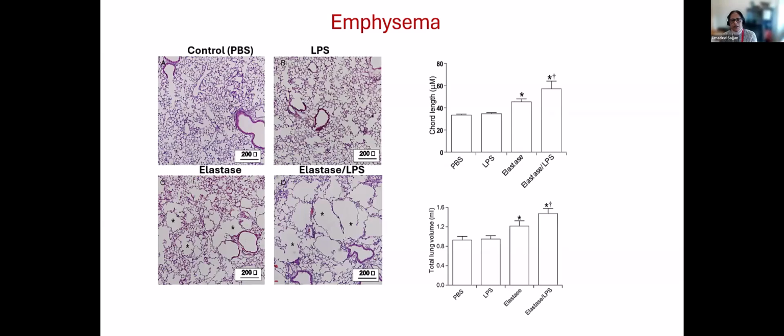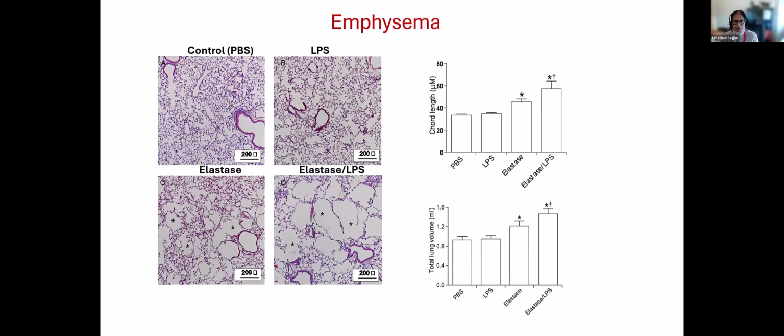So how about emphysema? As expected, LPS and PBS treated mice had no emphysematous changes, that is, degradation of the alveolar septa leading to enlargement of the alveolar sac size. Elastase treated mice show mild to moderate emphysema, as you can see, depicted by asterisks. But mice that are treated with the combination show larger airway sacs, indicating that there was extensive damage to alveolar septa. And we quantified the emphysema by measuring the cord length.